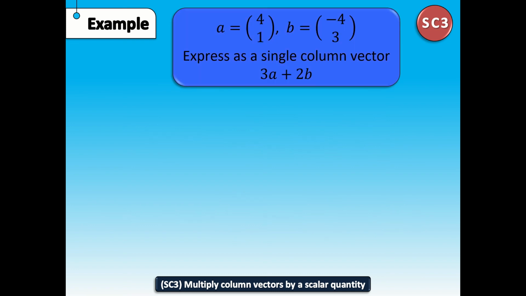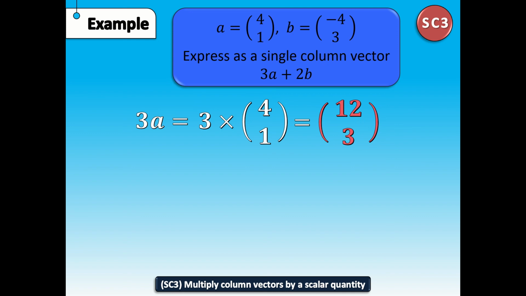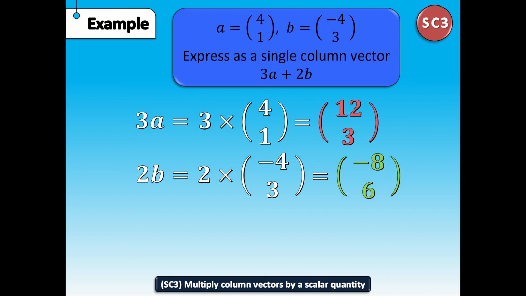Here's another example. A is the vector 4, 1 and B is the vector minus 4, 3. And we want to express as a single column vector 3A plus 2B. So 3A is three lots of the vector 4, 1. So that's 12, 3. 2B is two lots of the vector minus 4, 3. So that's minus 8, 6.